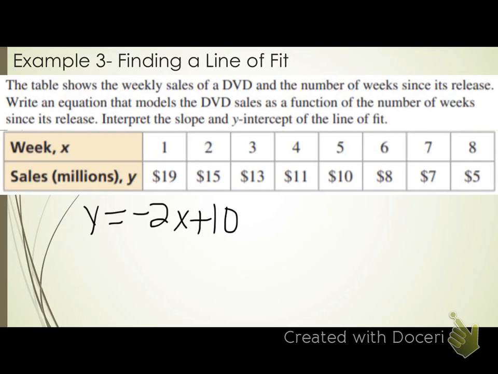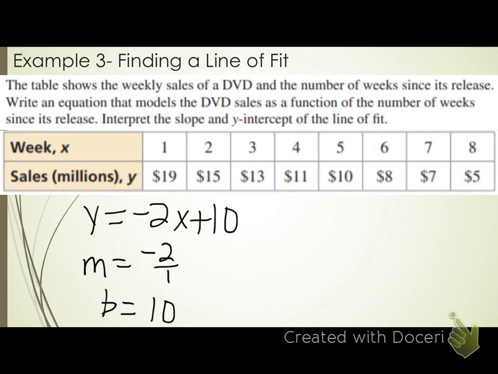So, first part of it is done. Write an equation that models the DVD sales as a function of the number of weeks since its release. Check. Have we interpreted the slope and y-intercept of the line of fit yet? No, we have not. What is my slope? Negative 2. What is my y-intercept? 10.